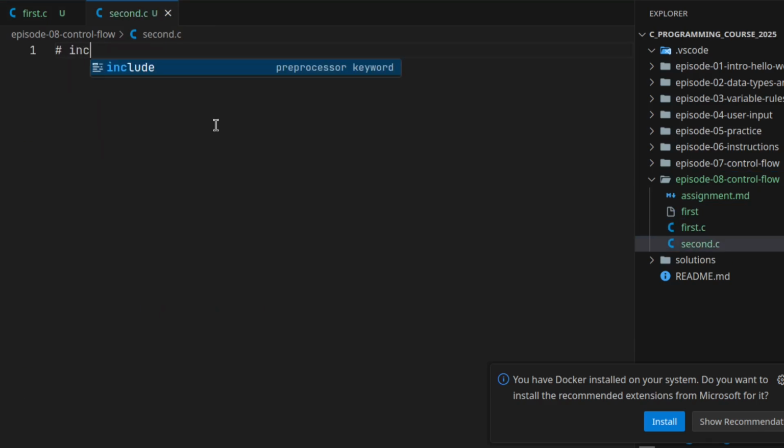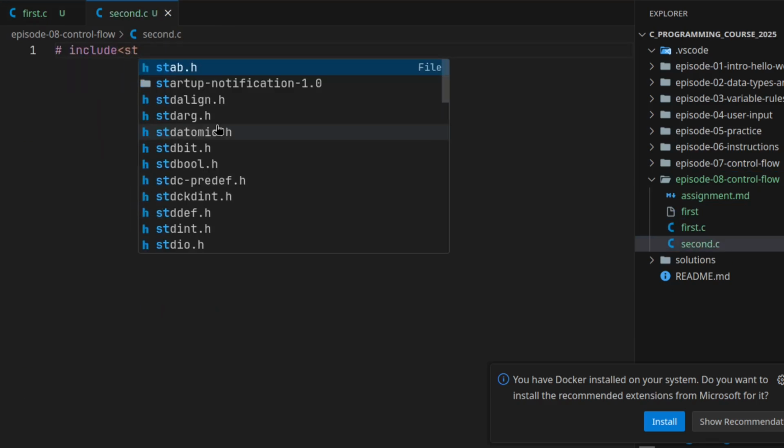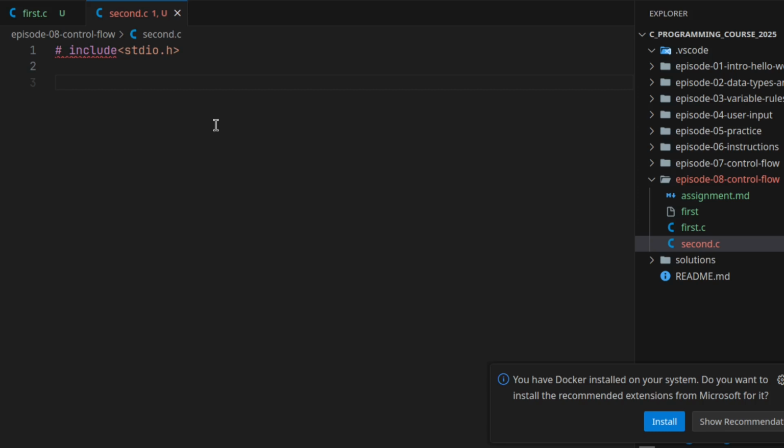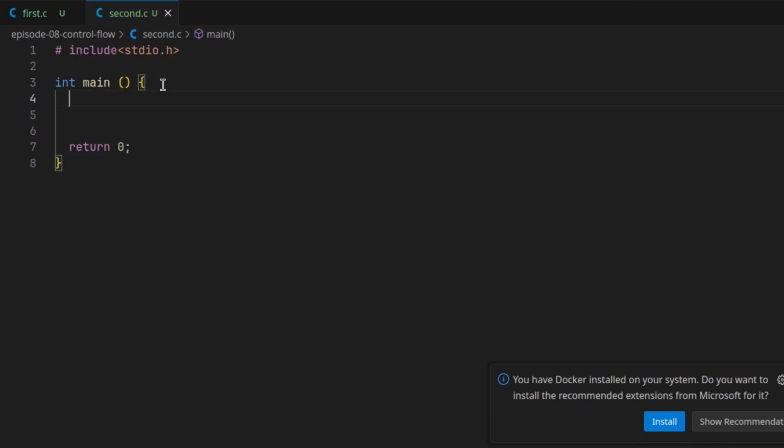Second.c, and include the header file. Why? Because we use standard input output in our program. And int main is the main function, and return 0. Right. First we take the 3 sides from the user. Okay, then how to write? Let's write the control flow so you can understand easily.